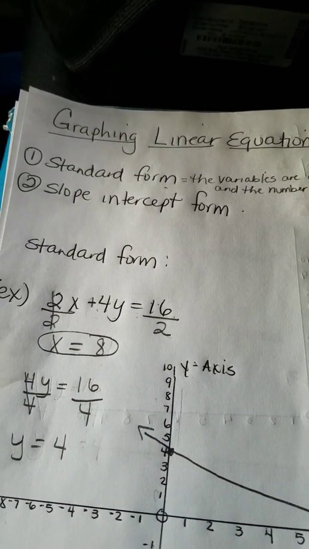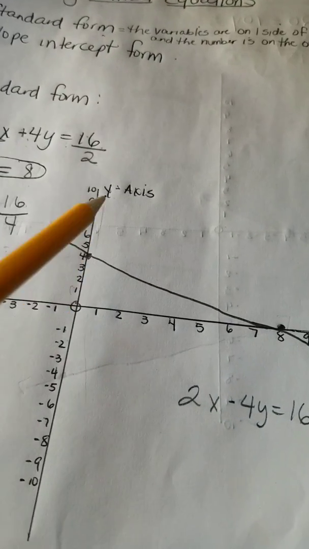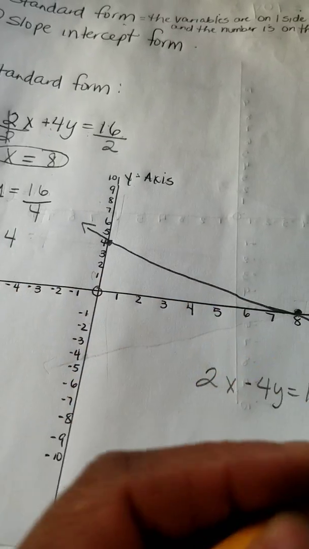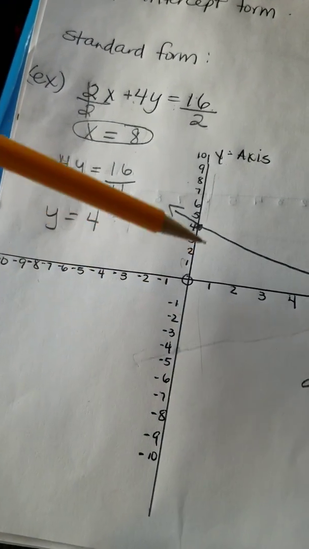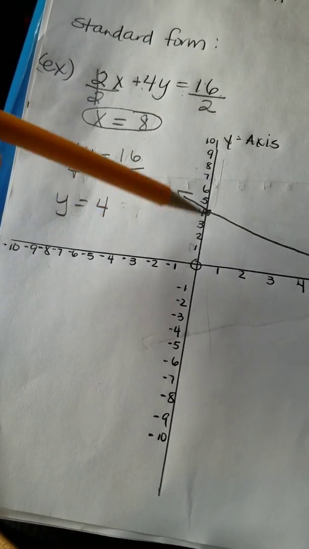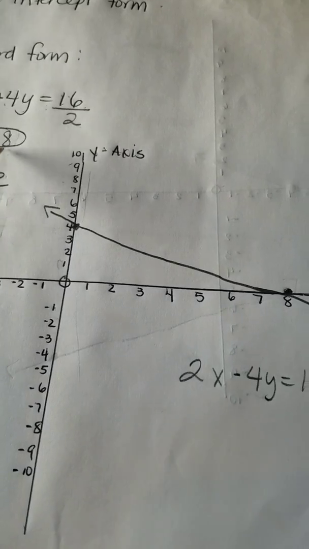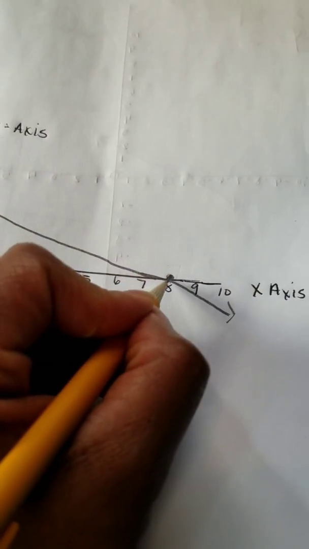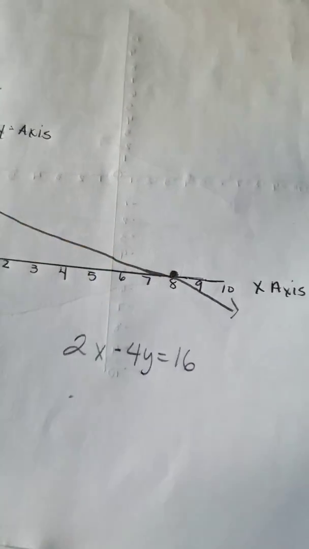axis. So I'm going to plot my dot on my x axis. This is my y axis, this is my x axis. Going this way, it's positive. Going this way, it's negative. Same thing with the y axis: going up is positive and going down is negative. Since this is a positive 8, I'm going to plot my dot on the positive 8.